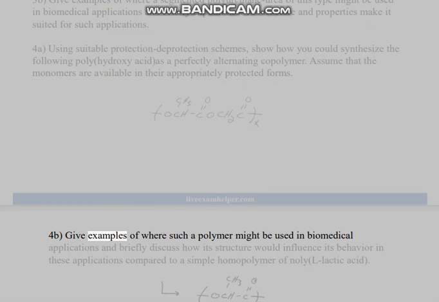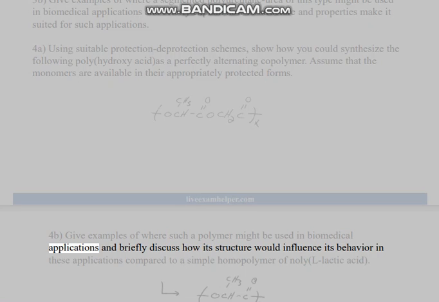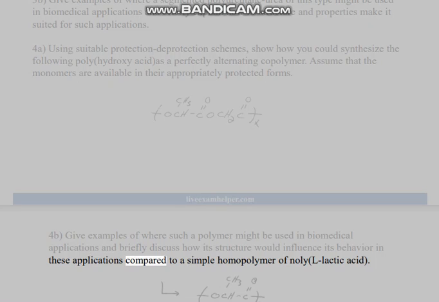4b. Give examples of where such a polymer might be used in biomedical applications, and briefly discuss how its structure would influence its behavior in these applications compared to a simple homopolymer of L-lactic acid.